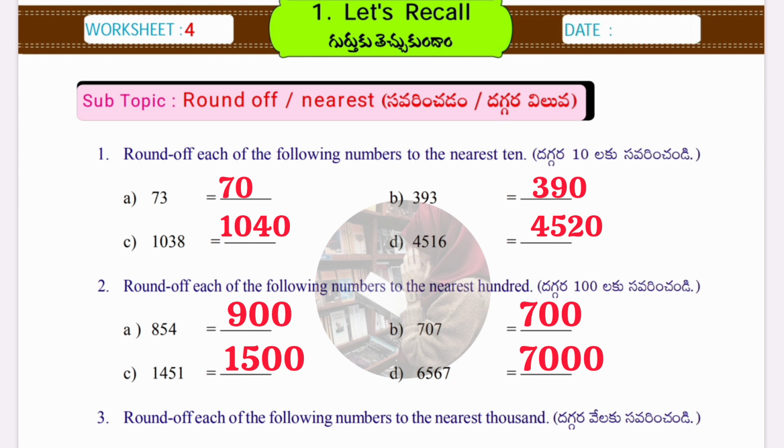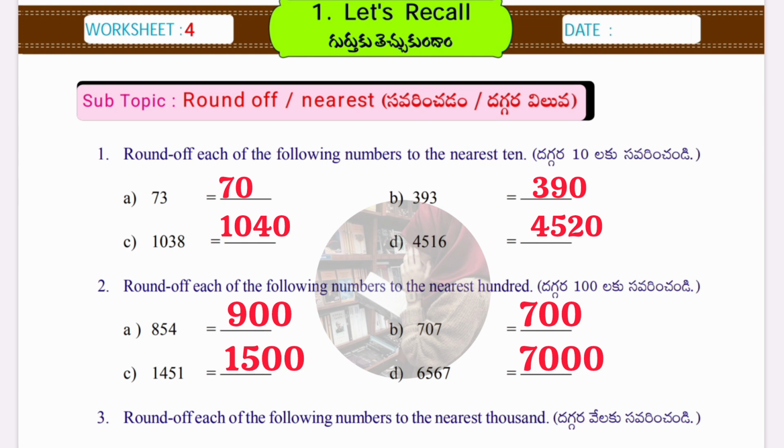So here 73 is given. 73 is nearest to 70. The second one is 393. The nearest number to 393 is 390. The third one is 1038. The nearest number is 1040. The fourth one is 4516. The nearest number is 4520. Like that. Second Roman, round off each of the following numbers to the nearest hundreds.